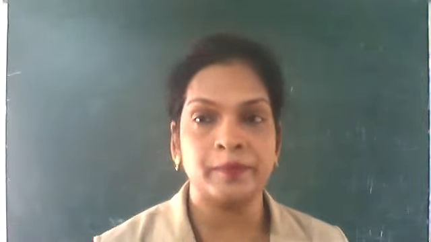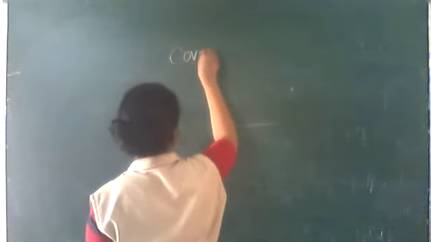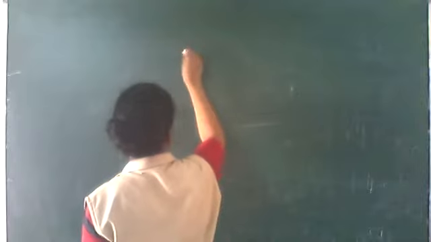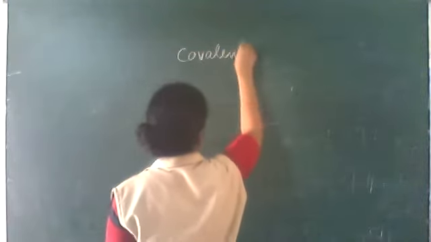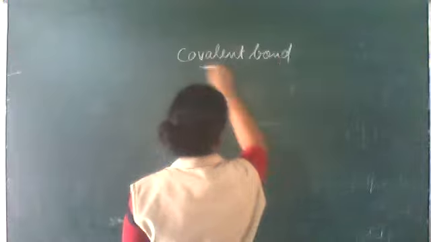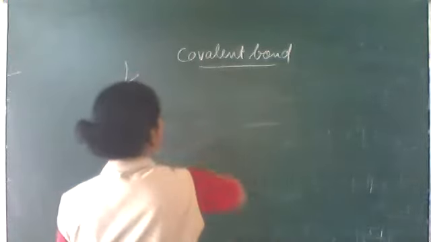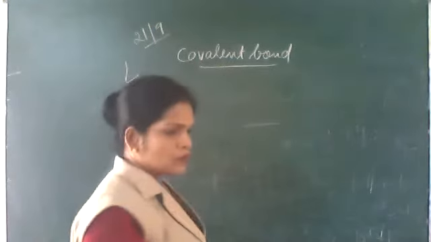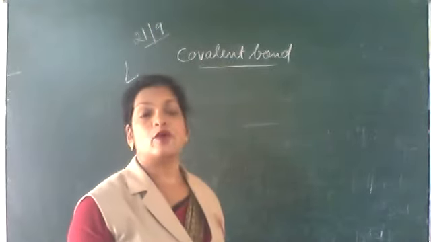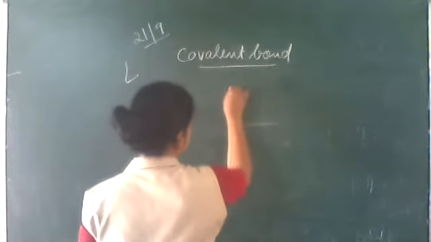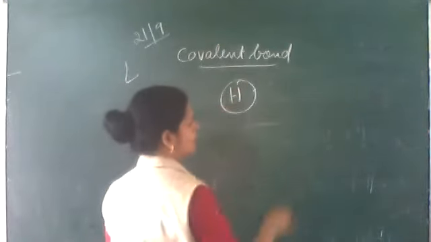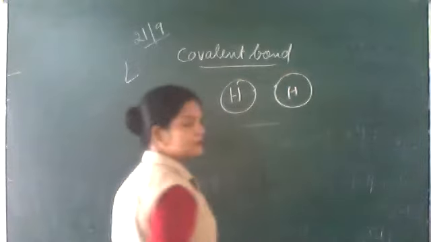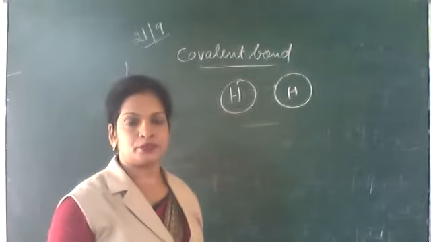We were dealing with ionic bonds or electrovalent bonds. Now we'll be moving to covalent bonds. A covalent bond is made by the sharing of electrons. Consider two hydrogen atoms. Hydrogen has one electron, another hydrogen has one electron. So they share, and each hydrogen needs two electrons.